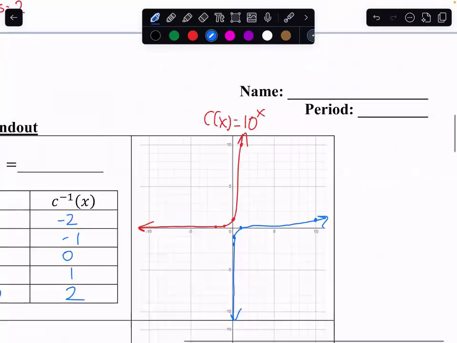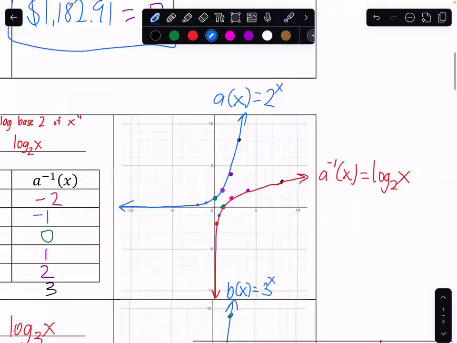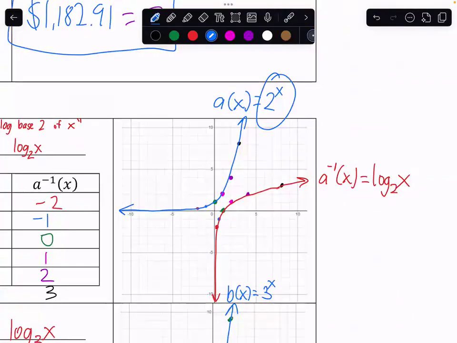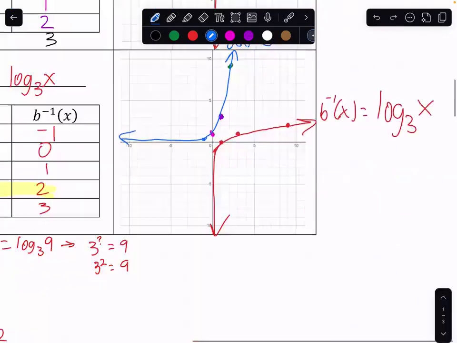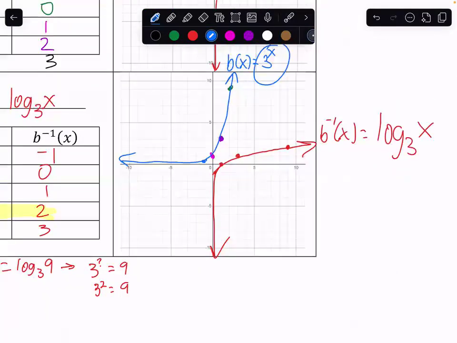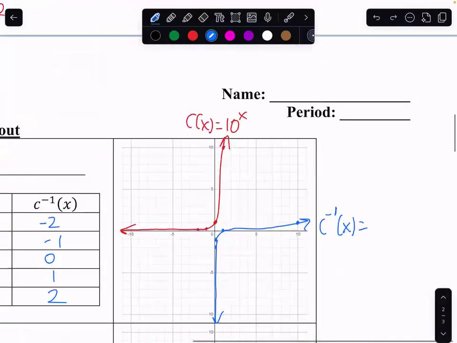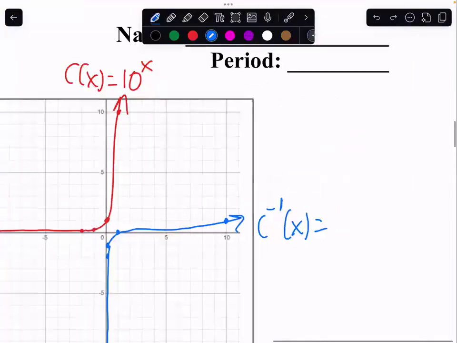Okay, and so what do we name this function? Okay, so if I quickly go back to the front side, right? So the inverse of the exponential function 2 to the power of x was log base 2 of x. The inverse of the exponential function 3 to the power of x was log base 3 of x. Okay, so this is 10 to the power of x, right? So log base 10 of x.